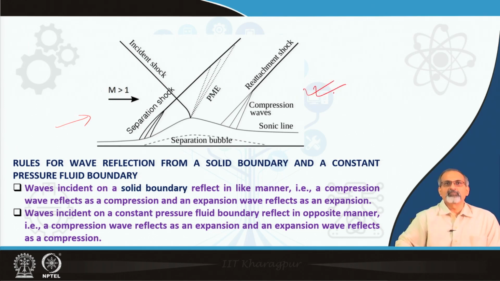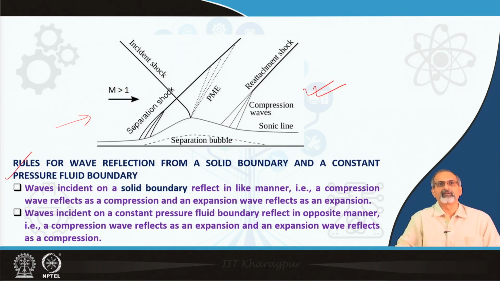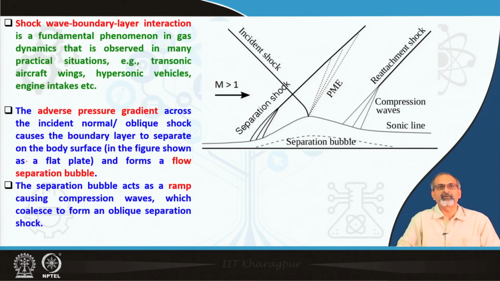This is a small sketch which indicates a typical shock boundary layer interaction. The discussion follows in the next slide, but before we go over to that, we recall rules of the wave reflection from a solid boundary and a constant pressure fluid boundary. Waves incident on a solid boundary reflect in like manner, waves incident on a constant pressure fluid boundary reflect in opposite manner. This is something that we have learnt in an earlier lecture, the previous lecture. So, you need to recall these facts when we discuss this phenomenon.